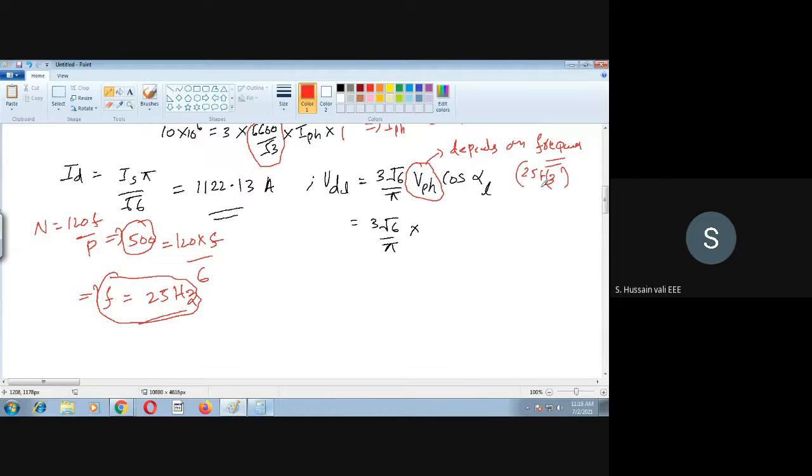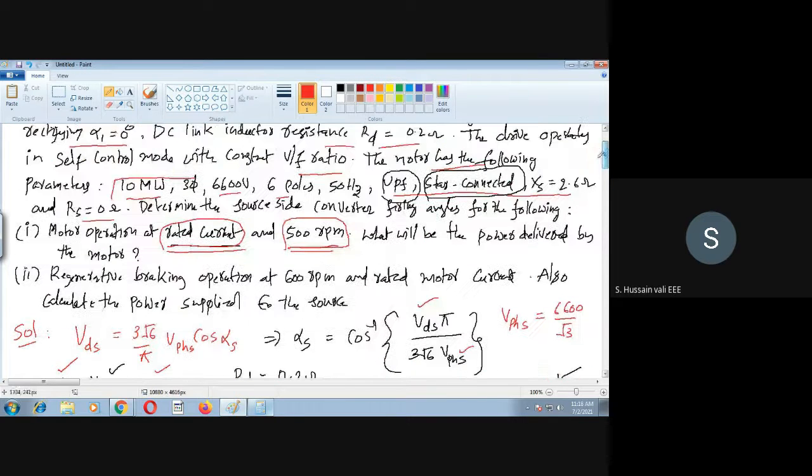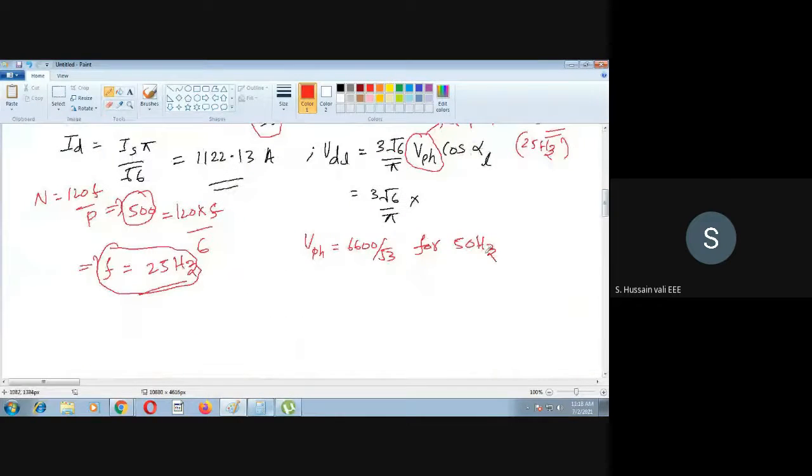Okay. Now, what is the phase voltage in that case? Because we know that the voltage depends upon the frequency. Now, frequency becomes 25 hertz. But we know the voltage is 6600 by root 3. It is for 50 hertz because you see the ratings of the induction motor. It is 50 hertz. So for 50 hertz, this is the 6600 volt line voltage. So 6600 by root 3 is for 50 hertz.